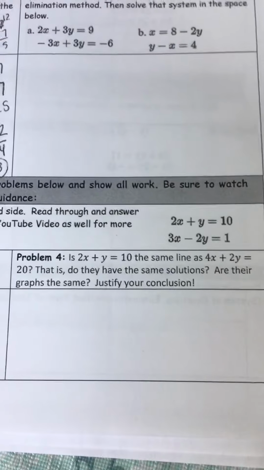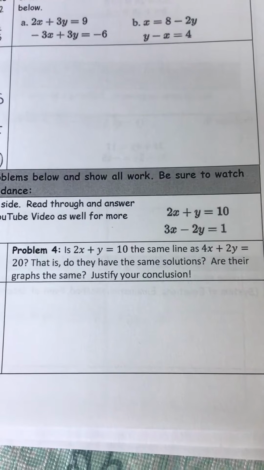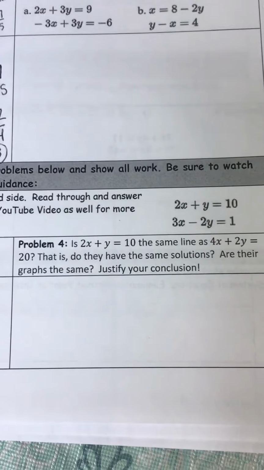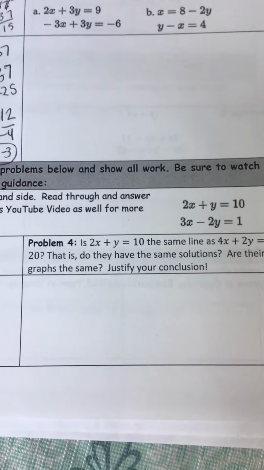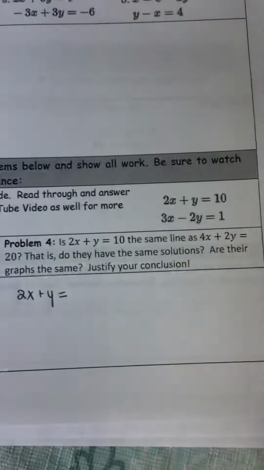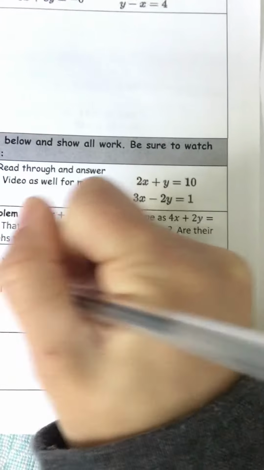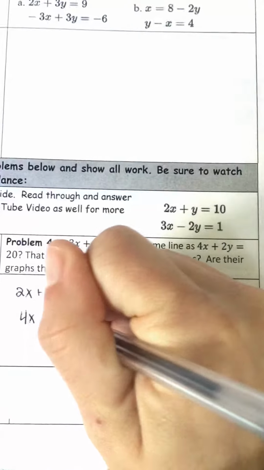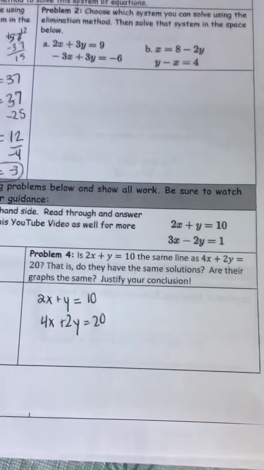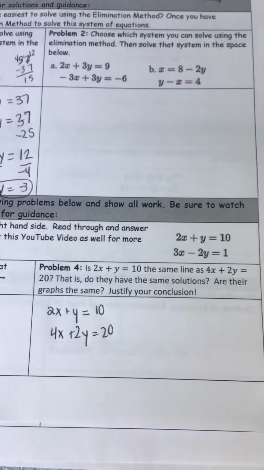Okay, so problem 4. Is 2x plus y equal 10 the same line as 4x plus 2y equals 20? That is, do they have the same solutions? Are the graphs the same? And justify your conclusions. So let's see, I have 2x plus y equals 10, and I have 4x plus 2y equals 20. Okay, so let's look at both these equations.